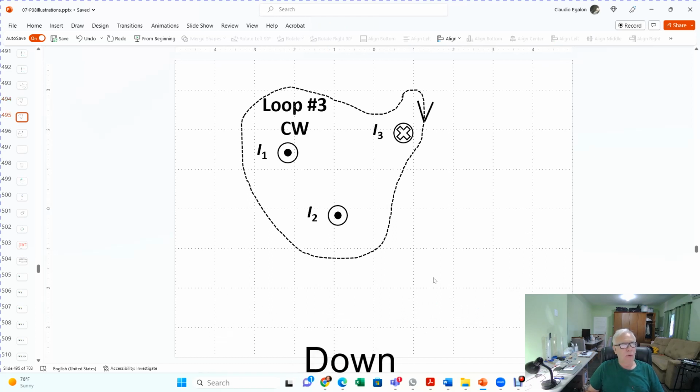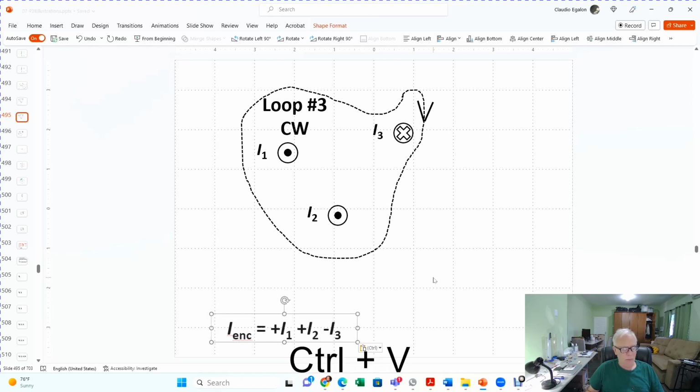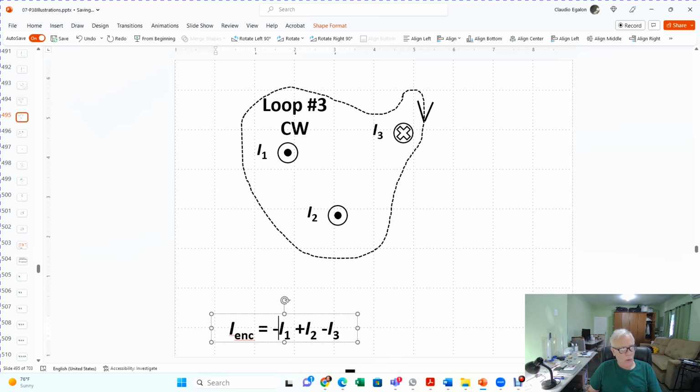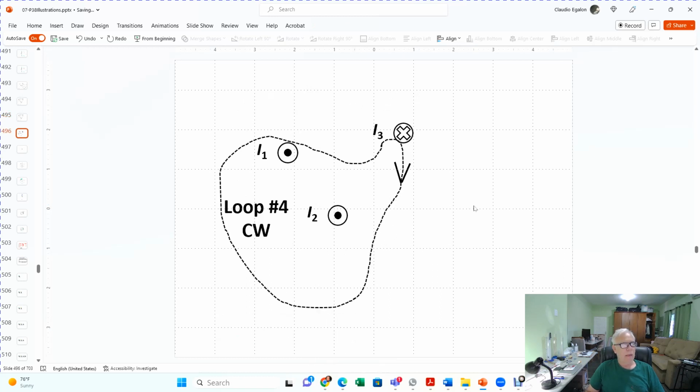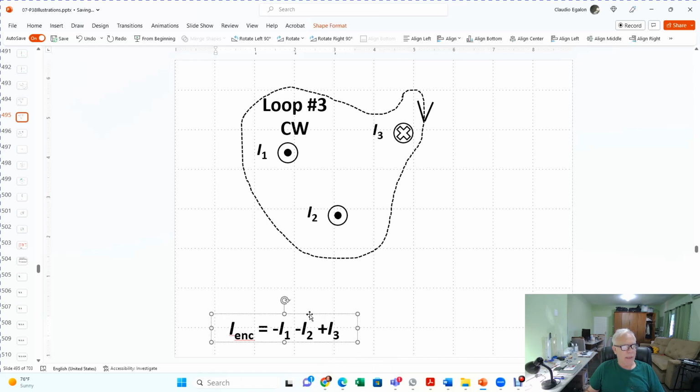Now let's take a look at the next one. Here you go. I inverted the direction of the loop. Because I inverted the direction of the loop, now the enclosed current that shows up in Faraday's law is going to be something like that. This one points into the board, and consequently its circulation is going to be positive whenever the path direction is clockwise. Okay?